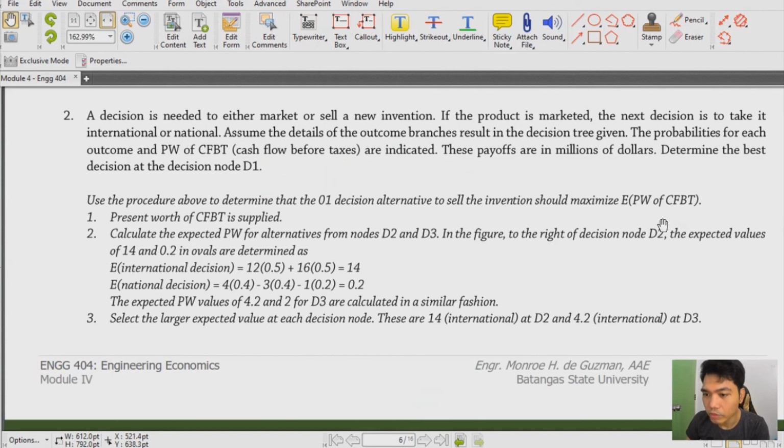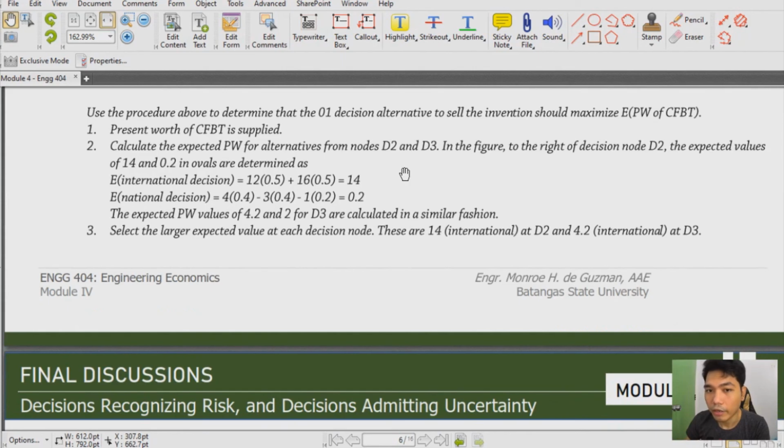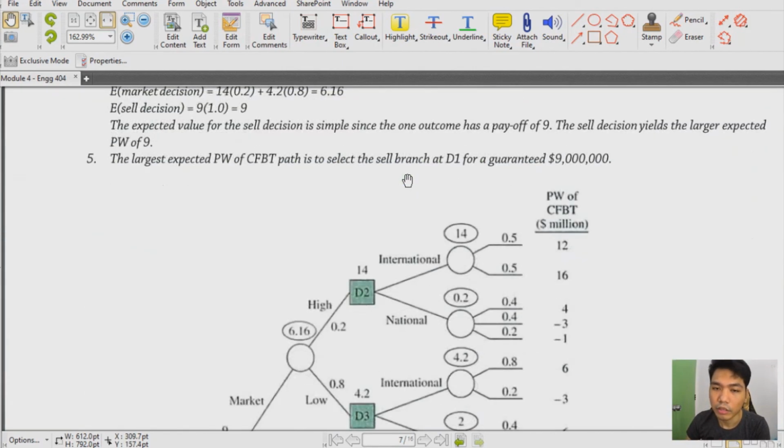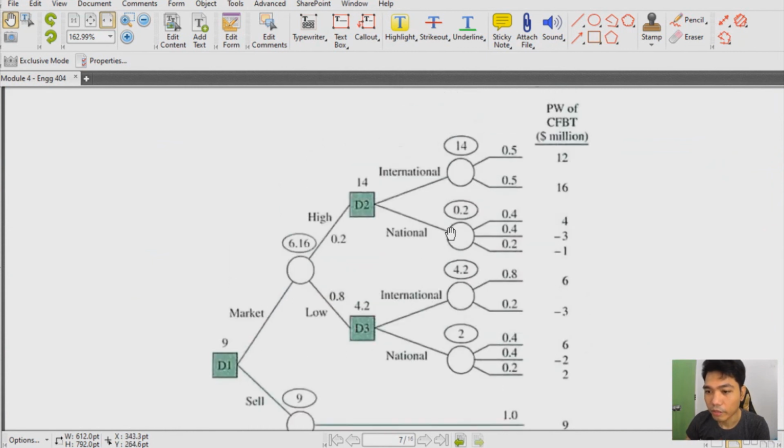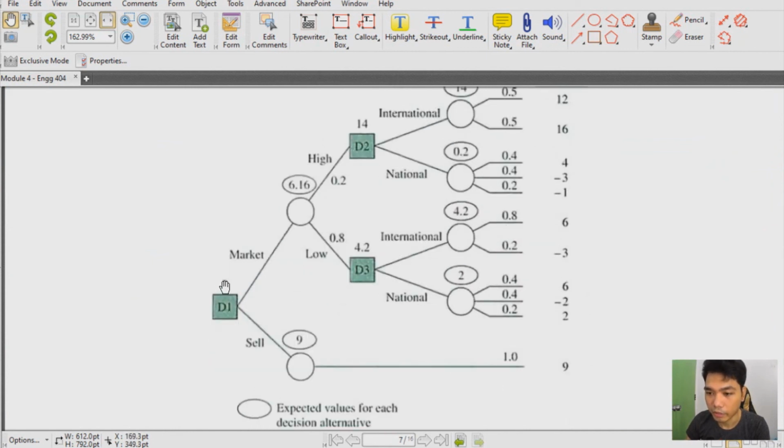Ang ibig sabihin lang nung sell the invention is that may bibiling iba nung invention mo. So, magiging kanya na rin yung patent nun, yung copyright nun. Pero ito kasing market, parang gawin natin is magbebenta pa tayo ganun. Gawin mo pang international, national. So, ibenta mo na lang yung patent nung invention na yun. Mas mabilis kasi mas mataas yung expected value. So, yun yung nangyari dito sa story na to.